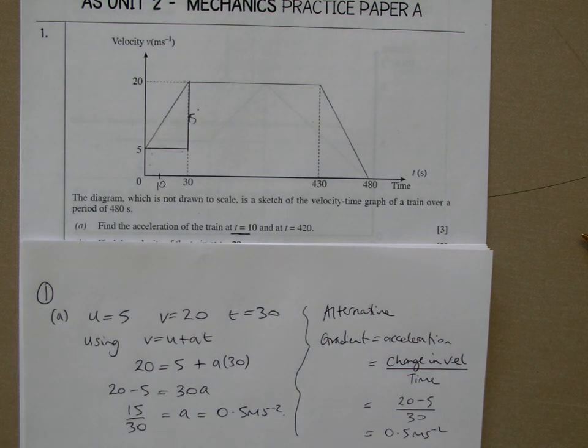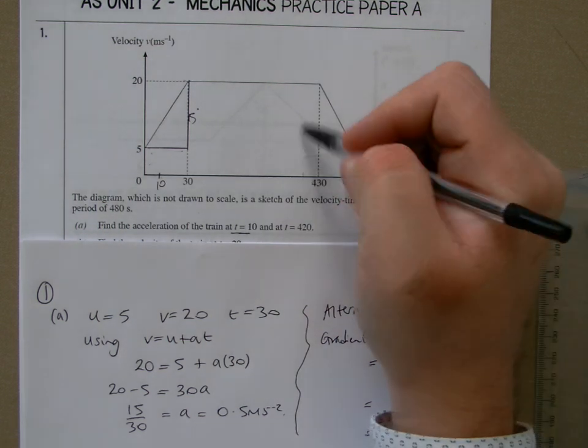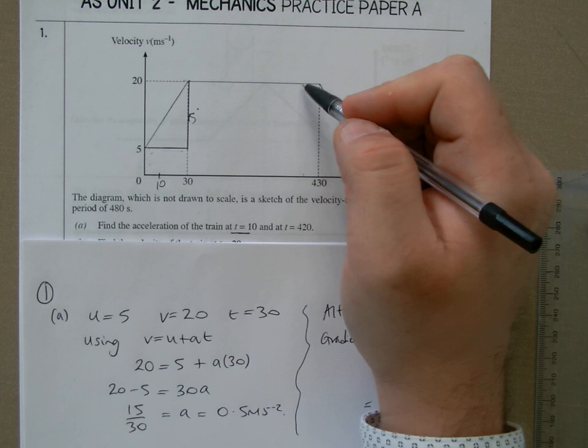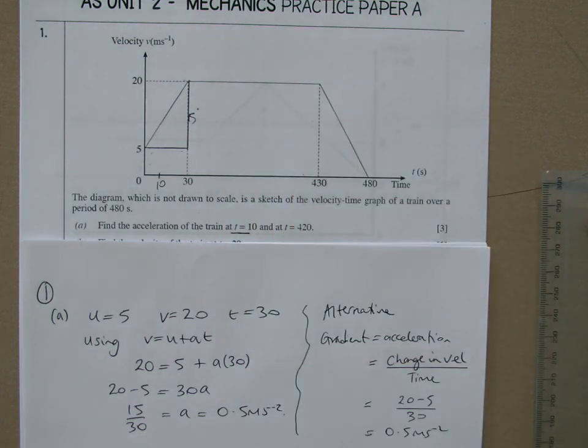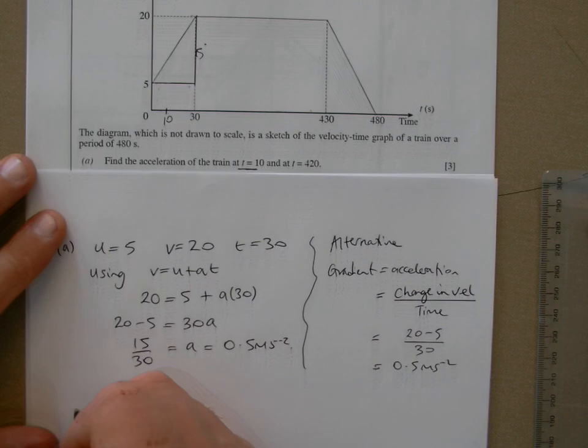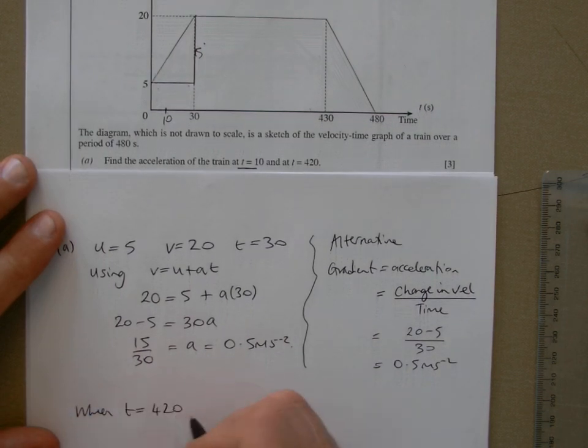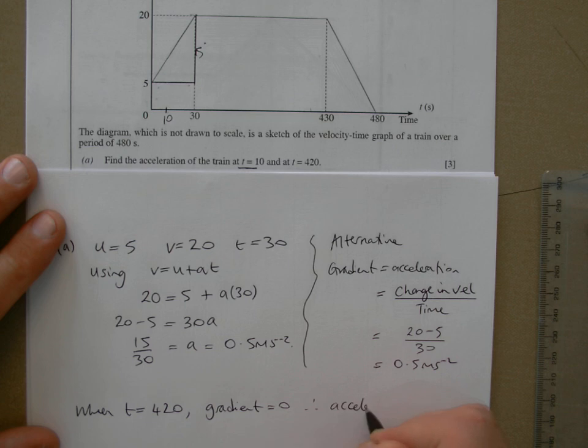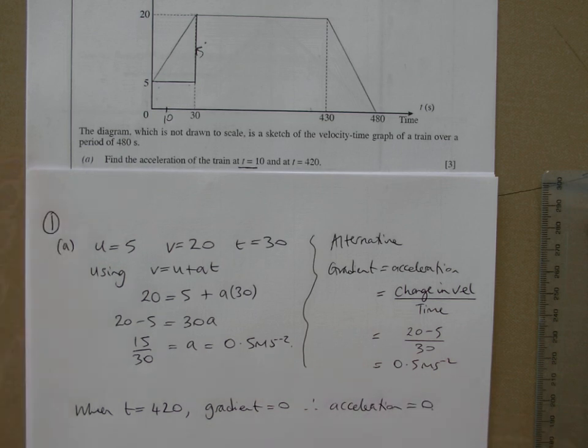Now when it comes to 420, it's there, roughly, and you can see there, we've got a flat line. So when you've got a flat line, the gradient is 0, isn't it? So when t is equal to 420, the gradient is 0, because there's no slope. Therefore, the acceleration is 0. It's keeping the same speed, so it's got no acceleration.